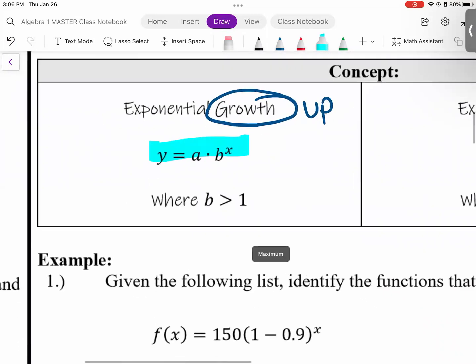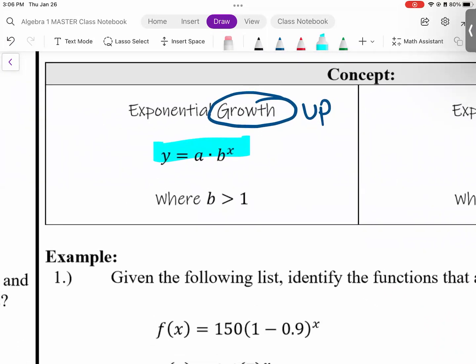So if we focus on the growth, we want to look at the B value. Okay, nos vamos a fijar en el número B. If the B value is greater than 1, so si nuestro número B es más grande que 1, that means that we have exponential growth. So if the b value is greater than 1, we have exponential growth.